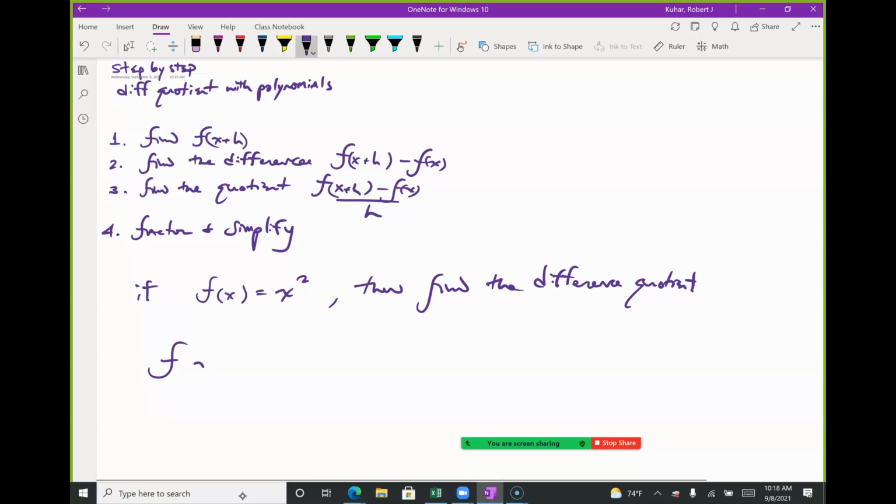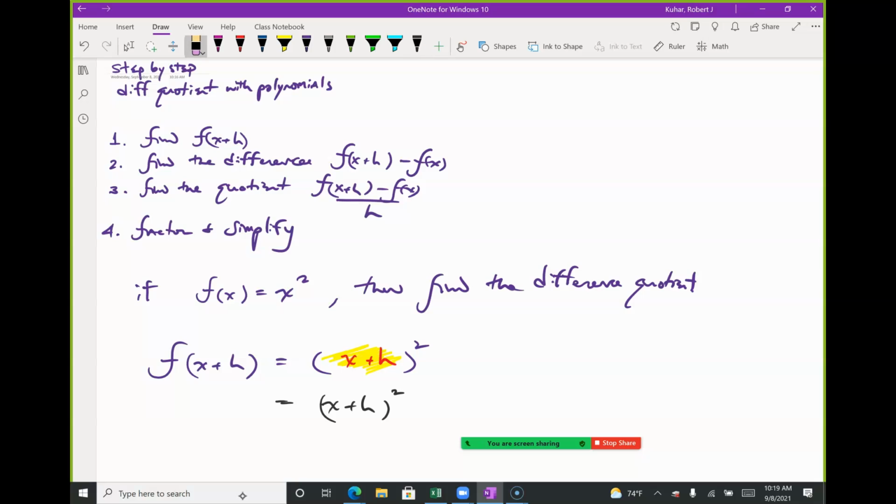So I start with step 1, find f of x plus h. What's really important is that I'm taking my function and replacing the x with empty parentheses. Notice what's in here is empty parentheses, but my original function is x squared. So replace all x's with empty parentheses, and then plug in x plus h. And I probably want to simplify that. That's x plus h quantity squared.